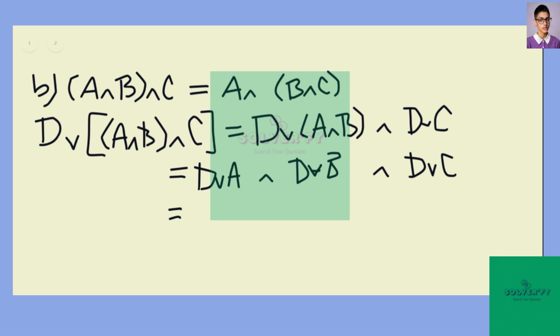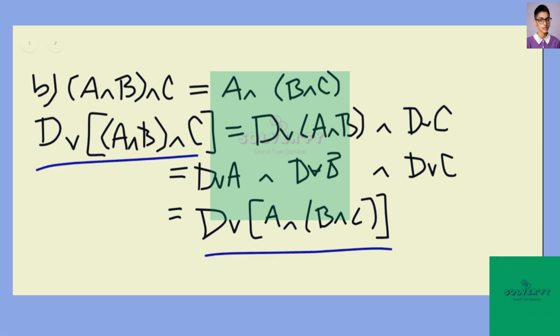And I won't go through all those steps again since they're identical to the first page, but we end up with that. We get D or A and B and C. And then again, for these entire expressions to be equal, the expression in the bracket must also be equal. And so then we can conclude that those two expressions are equal.